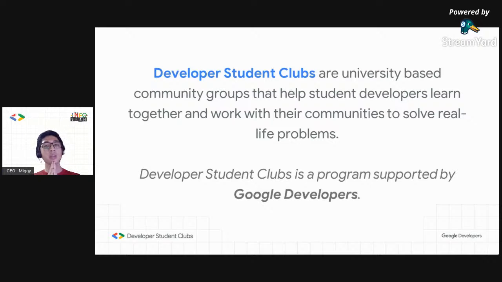So it's also worthy to take note that Developer Student Clubs is a program supported by Google Developers. So basically, Google Developers is a group. Actually, it's also a community group of developers. Those are persons that are already in the industry that are advocating about technology also. However, they specifically advocate for the Google technologies. So basically, mga technologies ng Google ang ina-advocate nila. So basically, Developer Student Clubs in general is actually under the program of the Google Developers. Next slide, please.